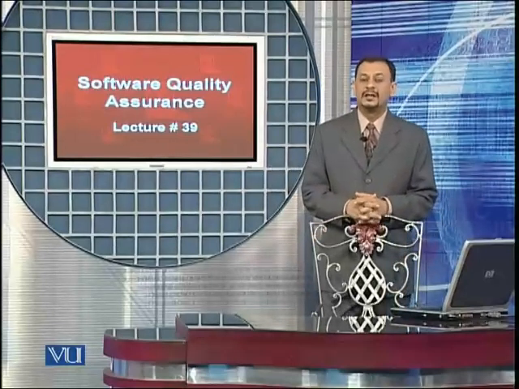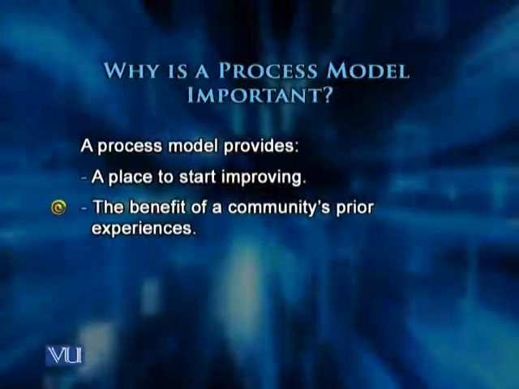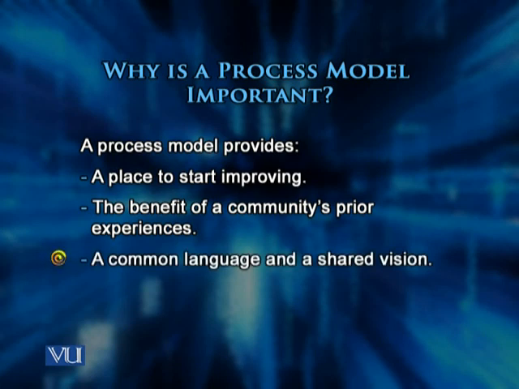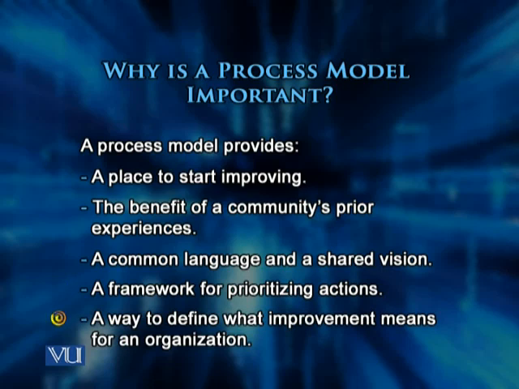So why is a process model important? A process model provides a place to start improving because we have documented our current state and we have documented our desired state. It gives the benefit of a community's prior experiences. There is a body of knowledge that exists by using a process model that has also been used by others in the community. So it provides a common language and a shared vision among organizations in the software community. It is also a framework for prioritizing actions, and it's a way to define what improvement means for an organization. Why should we do it? That's the help we get by looking at the literature available from the community.